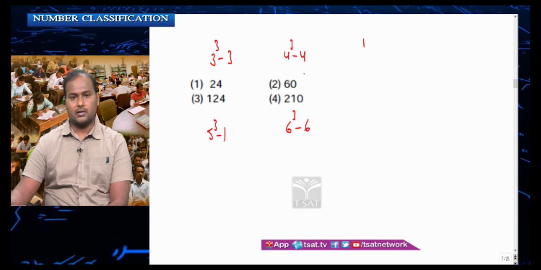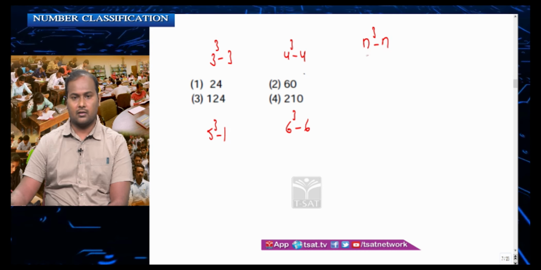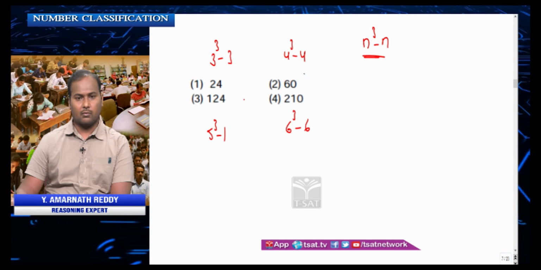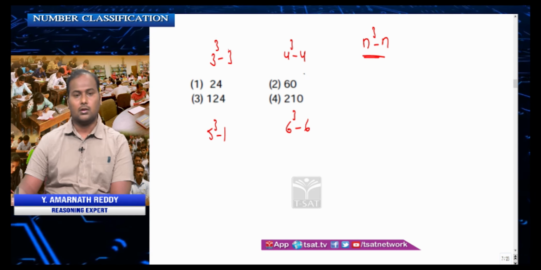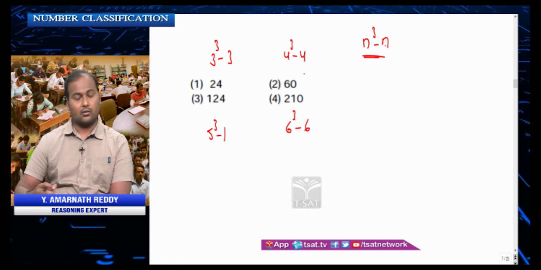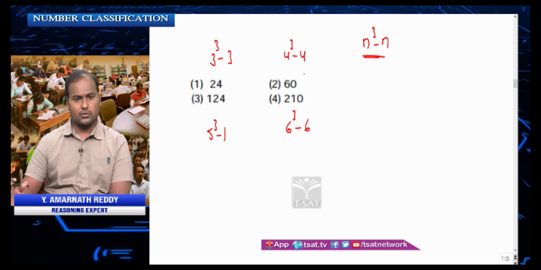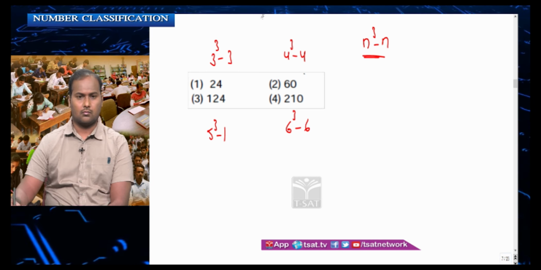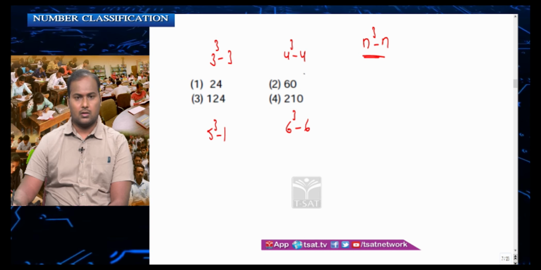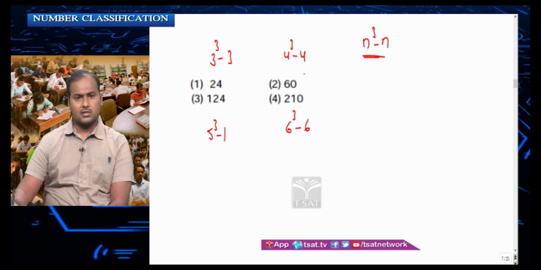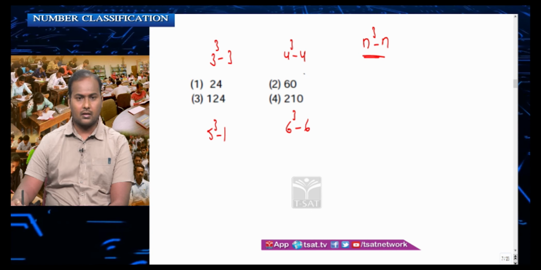So the format is n cube minus n. So we need to remember this. This is very, very important, that the formats of n cube minus n and n cube plus n and all the values near to cubes you should remember. Or sometimes it may not be only the n cube minus n format, it can also be in another format as well.